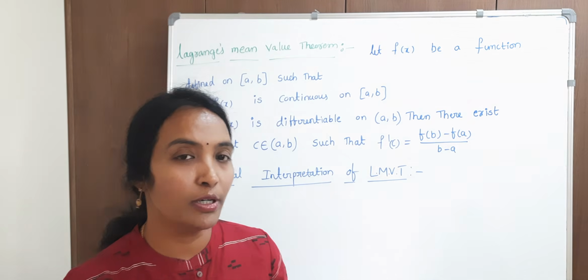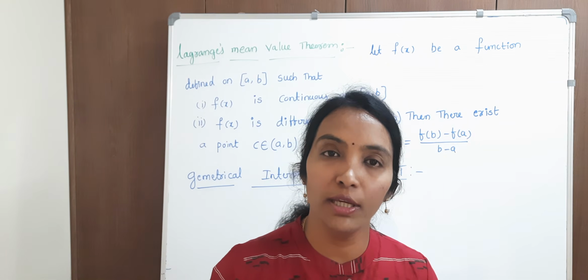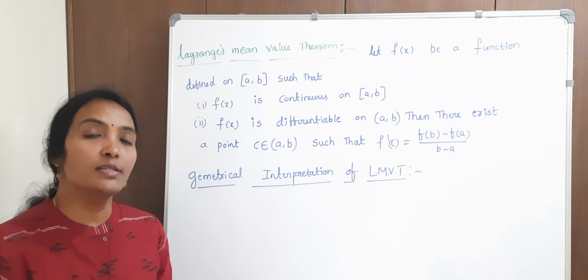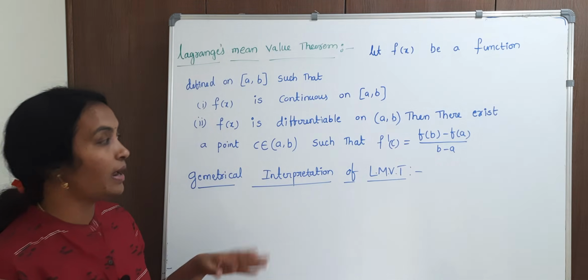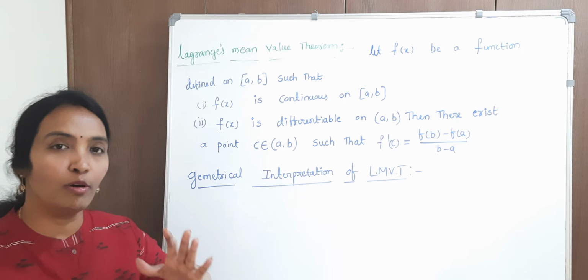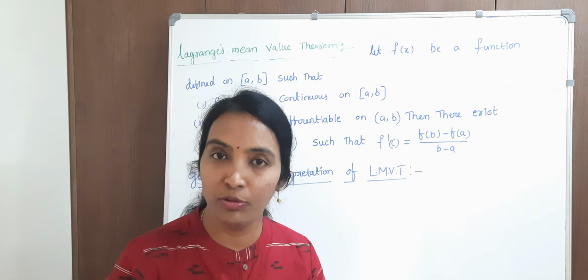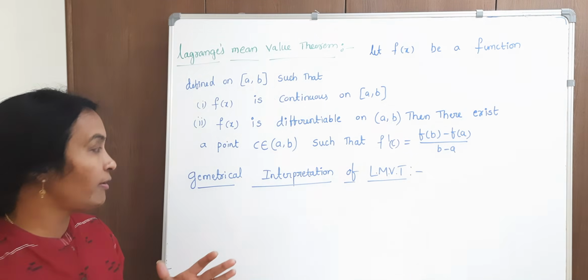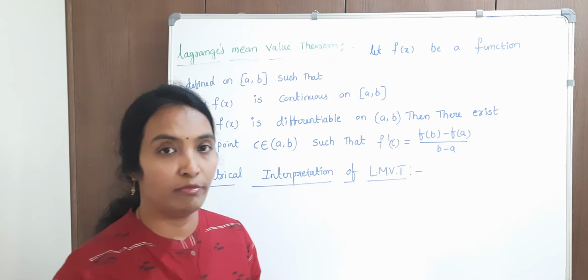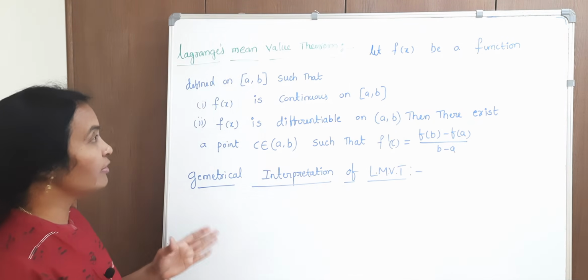What was our last class? In the mean value theorems, we already learned Rolle's mean value theorem and its verification. Now we are going to discuss Lagrange's mean value theorem, LMVT for short. First of all, what is Lagrange's mean value theorem, and how do we define its geometrical interpretation? First, what is the statement of Lagrange's mean value theorem?